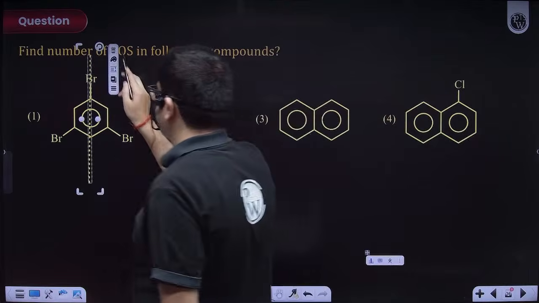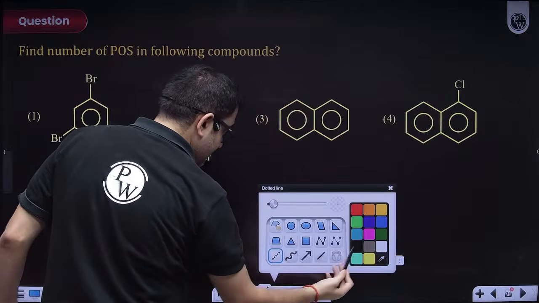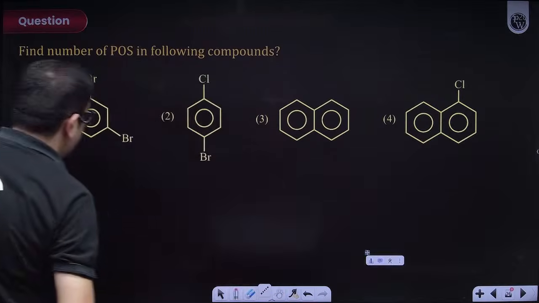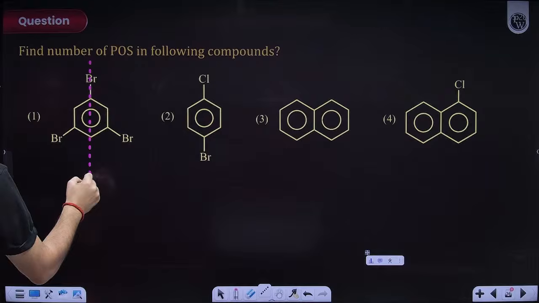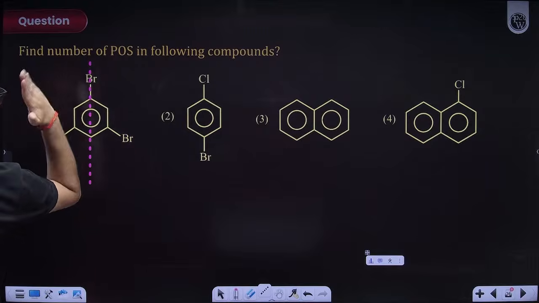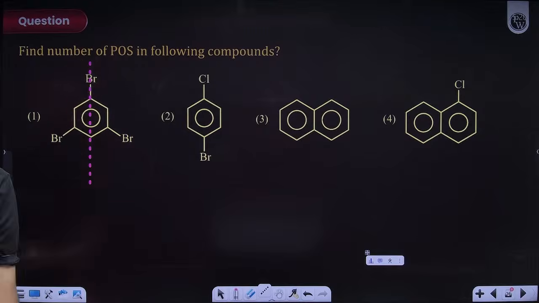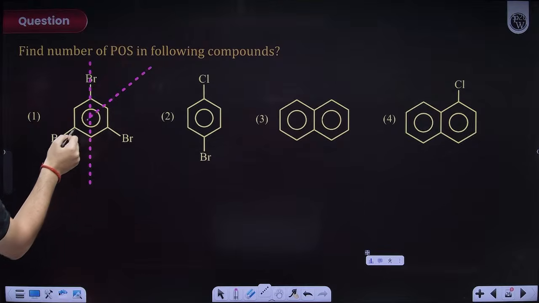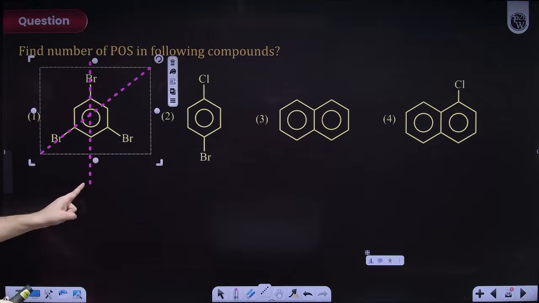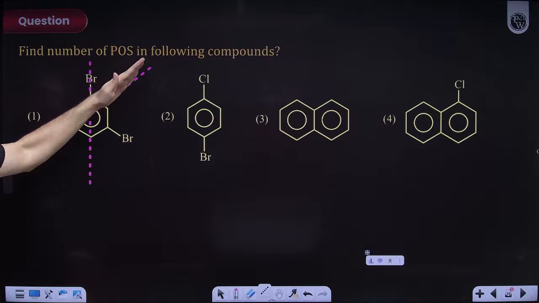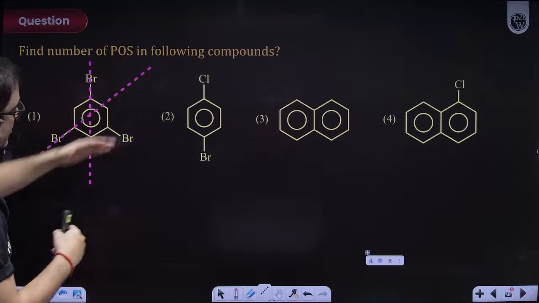Acha nahi, let's change color. See, guys. Passing a plane. Is it equally divided? Yes, sir. Passing a plane. Now forget this one. Passing a plane. Is it equally divided? Yes, sir. B are also there. B are also there. Yes, sir.